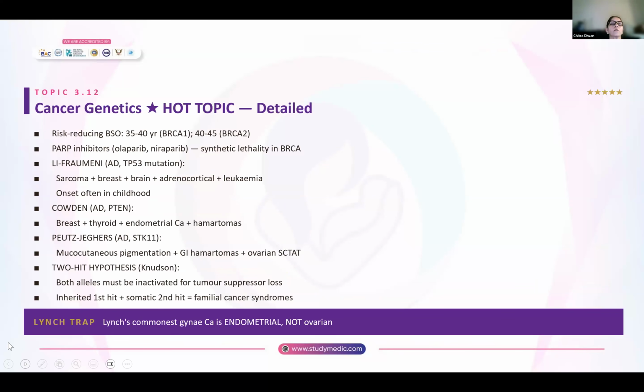Now, risk-reducing RRBSO is offered for BRCA1 at 35 to 40 years, for BRCA2 at 40 to 45. We already saw that you will give PARP inhibitors as chemotherapy. Okay, so I will not read all this because we have just read enough of it. And please remember the two-hit hypothesis or Knudson's hypothesis. That is why all cancer syndromes, familial cancer syndromes, the cancers come on at an early age.